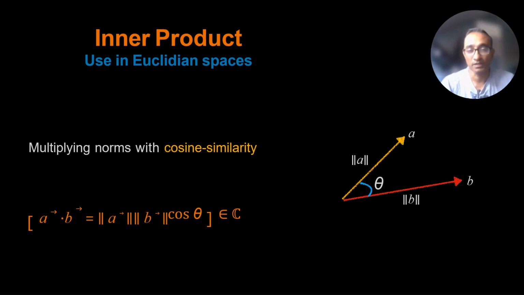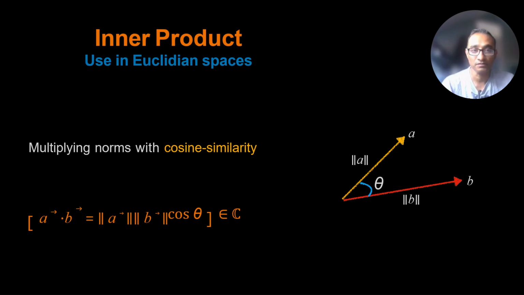Hello, and welcome to this video, which is part of the series covering basics of linear algebra for quantum mechanics. In this video, we will continue our conversation on vectors and look into what the inner product means in Euclidean spaces. In Euclidean space, the inner product will help us find the length, distance, and the orthogonality of the vectors.